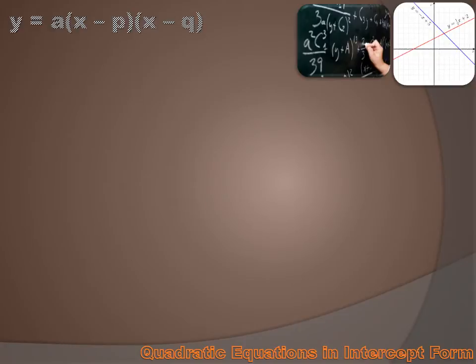Now you remember we can factor quadratic expressions and determine the roots, or the zeros, or the solutions. And when we do that, we're really putting them in intercept form. Quadratic equations in intercept form look like this. y equals some coefficient a, which may be 1, but it can't be 0, times x minus p times x minus q.